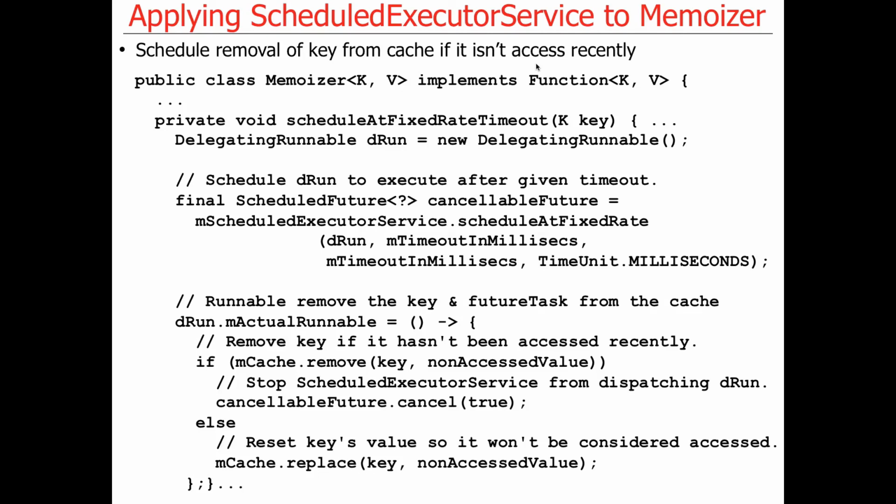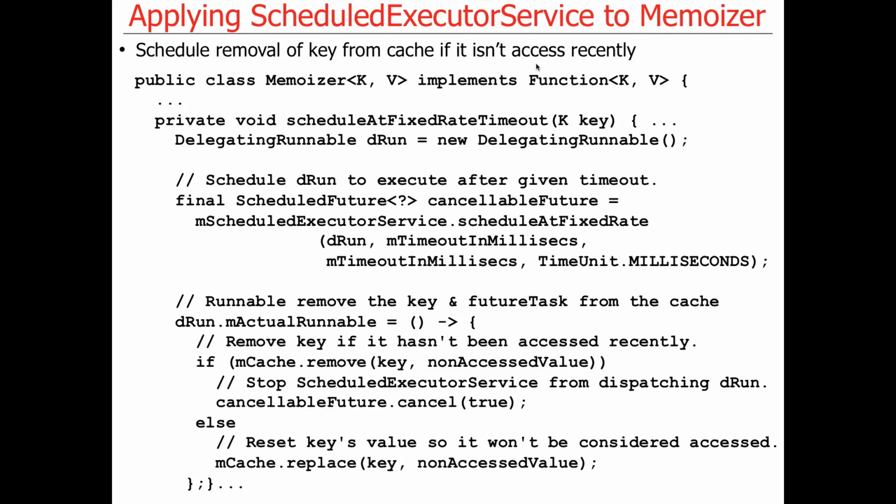So we not remove it? We're not going to remove it. Well, this will remove it. So the way that remove works is, if this parameter, non-access value, is not equal to what's in the concurrent hash map, then it's not removed. It only removes it if they're equal. So what this is saying is, remove this key if nothing's changed. And if nothing's changed, we have indeed removed it, and then we cancel the future.